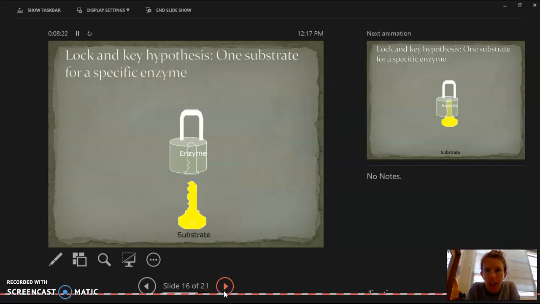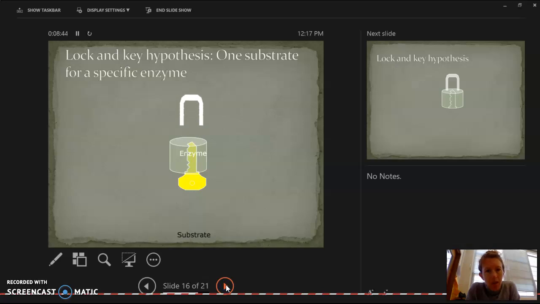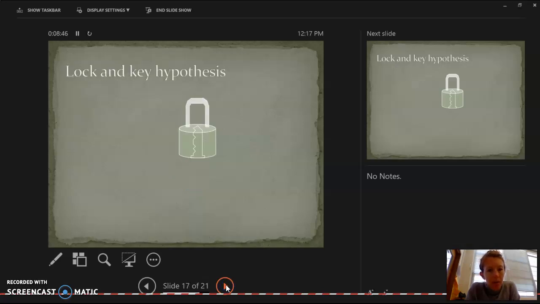So this is called the lock and key hypothesis. One substrate for specific enzymes. Enzymes are very specific. They will not act on isomers. There is one substrate for each enzyme. So that substrate analogy there is a lock and key, in this substrate acting as the key fits that lock, but it will not fit another lock, or another key cannot fit that same lock.